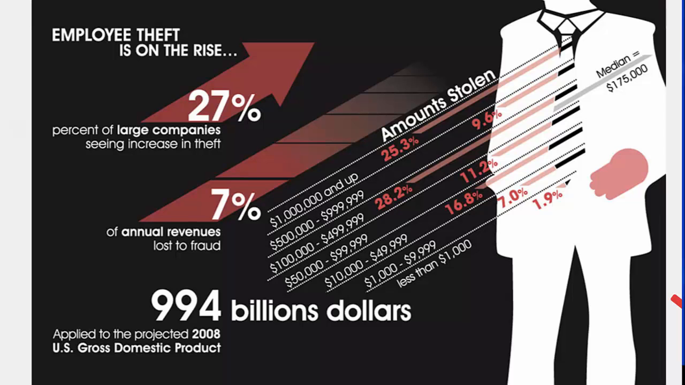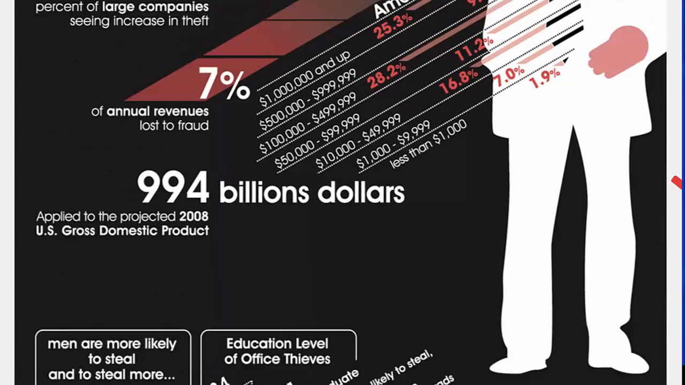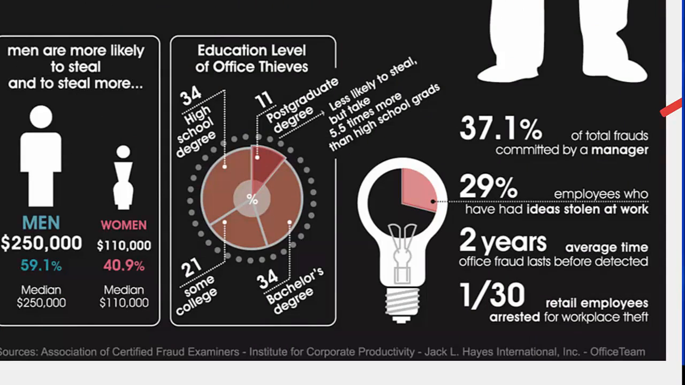The median is $175,000. When you look at the education level of office thieves, 34% have a high school degree, 21% have some college, and 34% have a bachelor's degree, with only 11% having a postgraduate degree. But while they are less likely to steal, they take 5.5 times more than high school graduates. And finally, 37.1% of total frauds are committed by a manager.